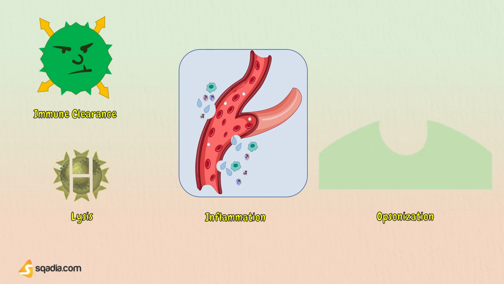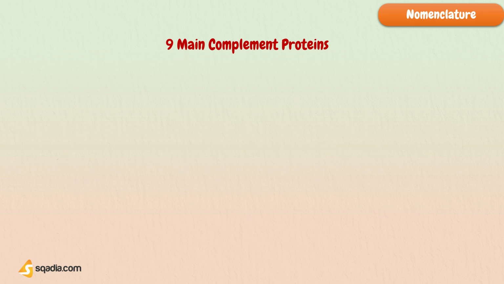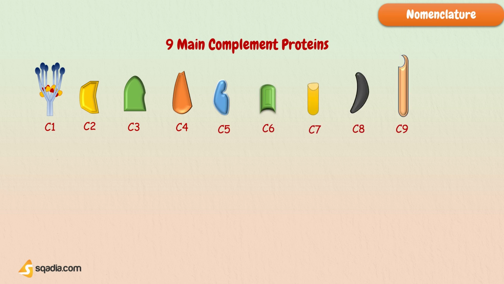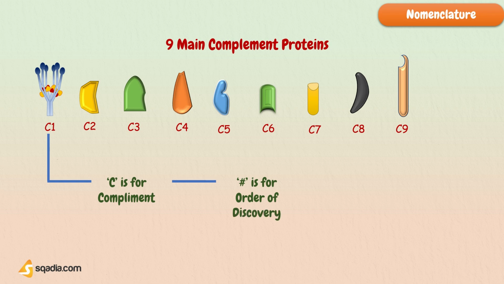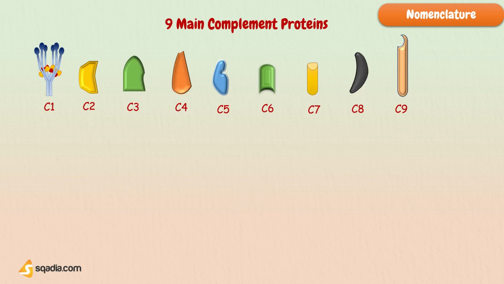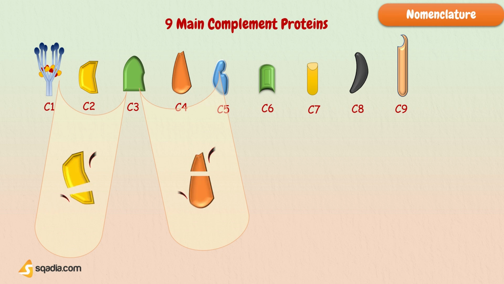Before moving ahead, let's look at some of the terminologies that you need to familiarize yourself with. The 9 main complement proteins of the system are C1, C2, C3, C4, C5, C6, C7, C8, and C9. C is for complement, and the number comes from the order they were discovered, not the order of function. Once these complement proteins are cleaved, the cleavage products are given a lowercase a or b after the number.